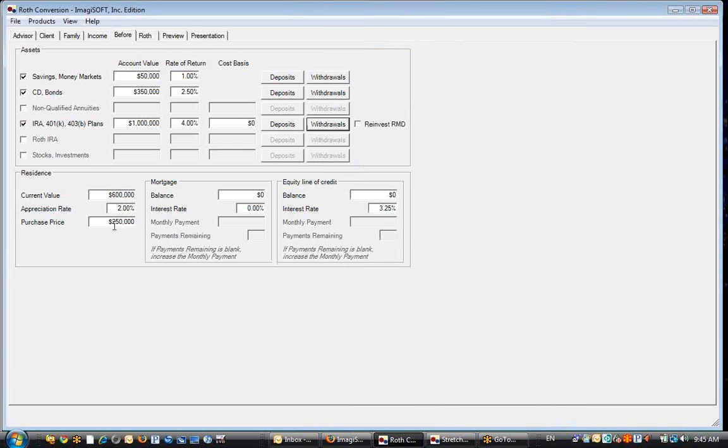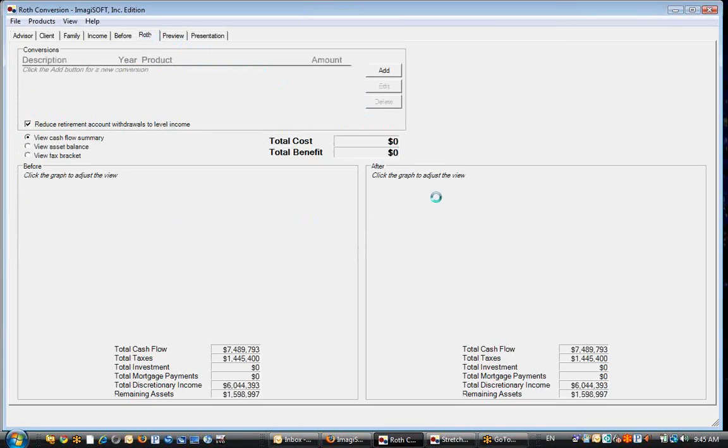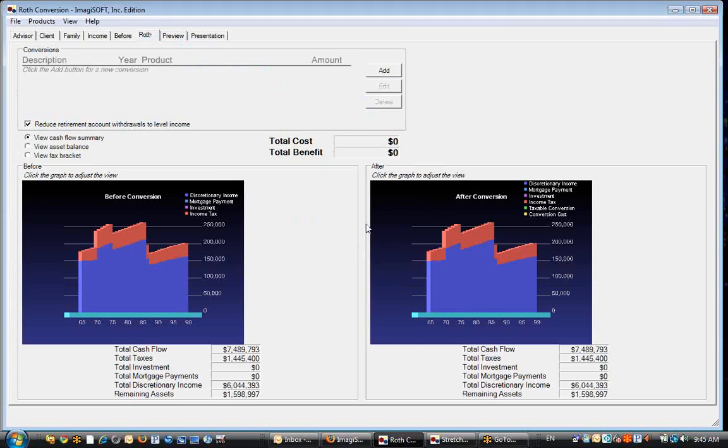Okay, and so the residence, since the house is paid off, it really plays no role. You could have left all these blank, but I just left it in there. So now let's go to the Roth screen.